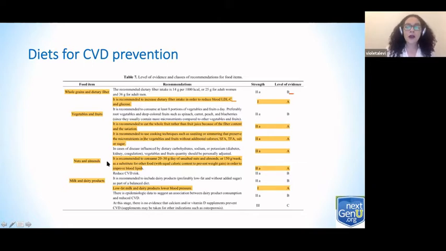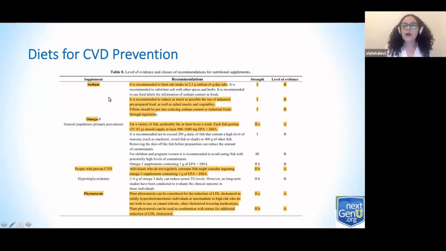And another second level evidence is that nuts and almonds are recommended to consume 20 to 30 grams per day unsalted, that is important, or 150 grams per week as a substitute for other foods with equal caloric content to prevent weight gain in order to improve blood lipids. This is important to be aware that nuts and almonds, although they are very rich in nutrients and very healthy, are high in calories and you have to be aware of your portions.